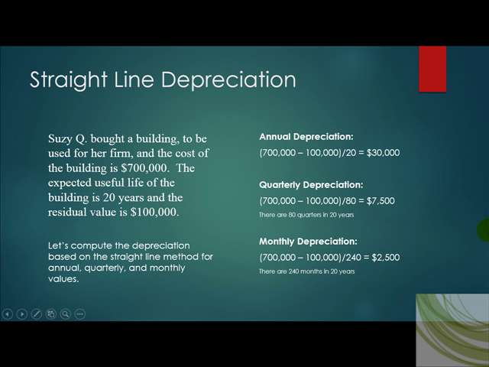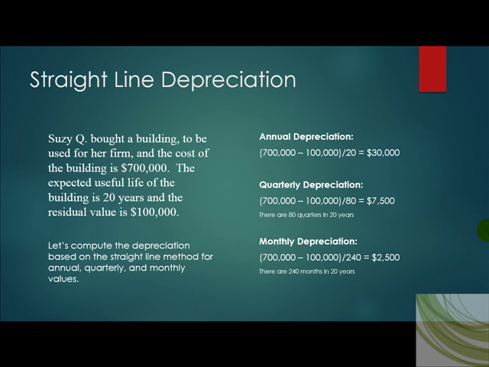Straight line depreciation. Susie Q bought a building to be used for her firm, and the cost of the building is $700,000. The expected useful life of the building is 20 years, and the residual value is $100,000. Let's compute the depreciation based on the straight line method for annual, quarterly, and monthly values.